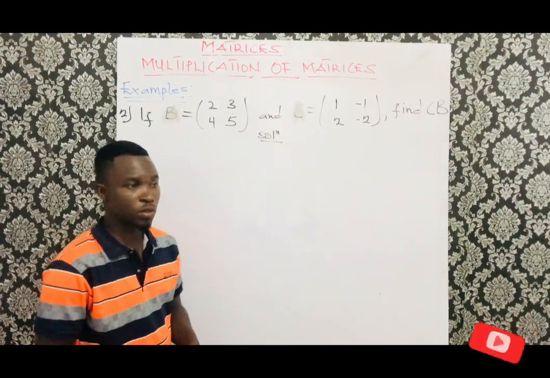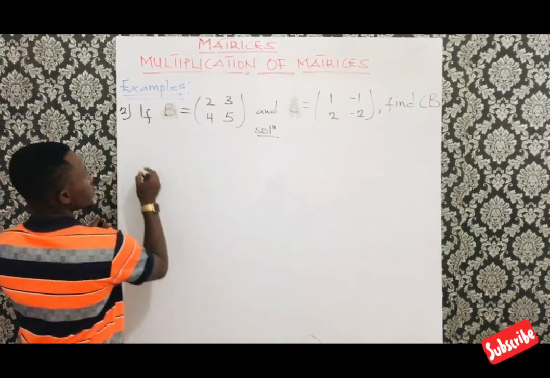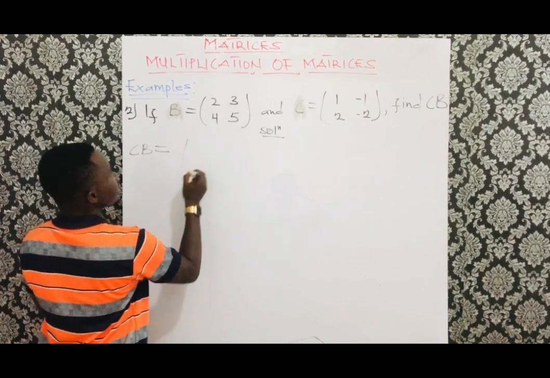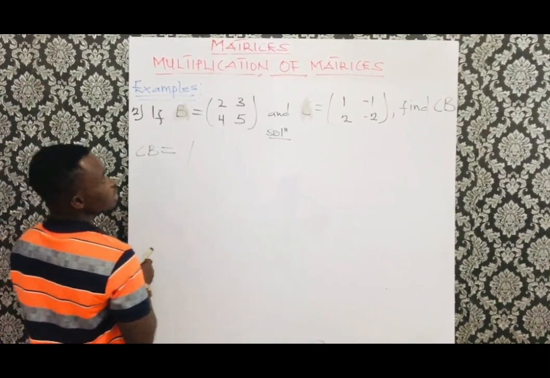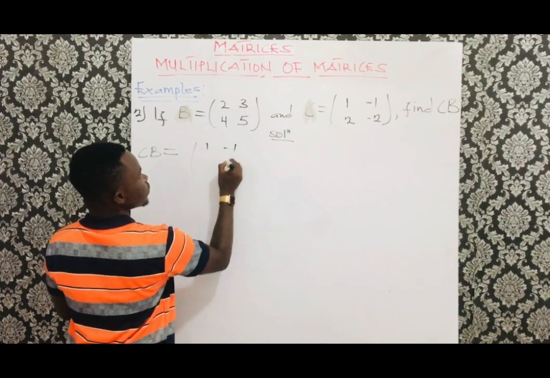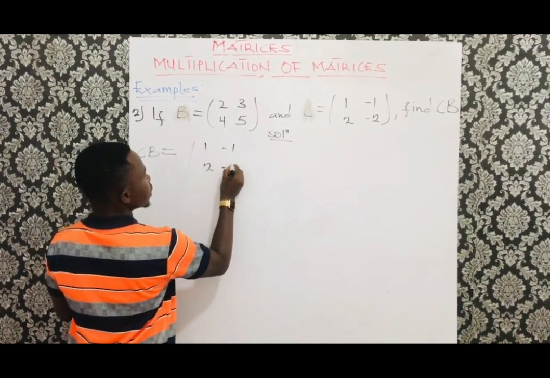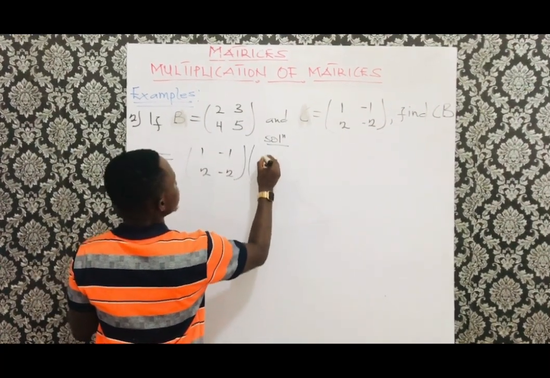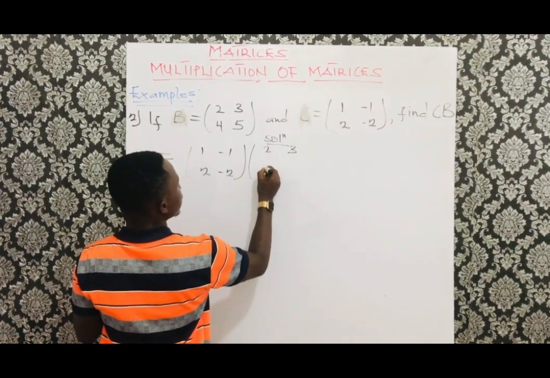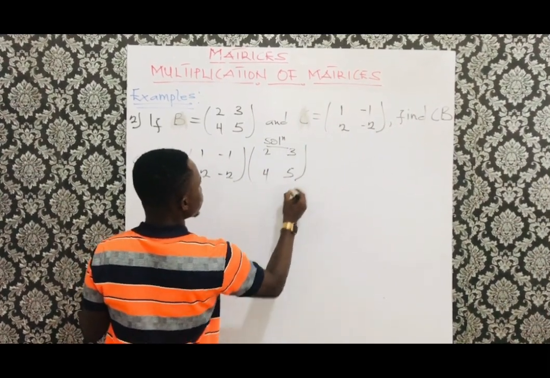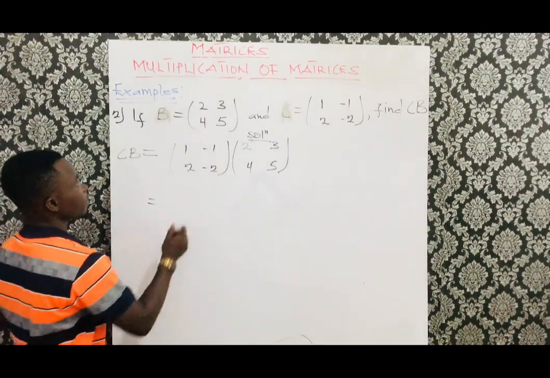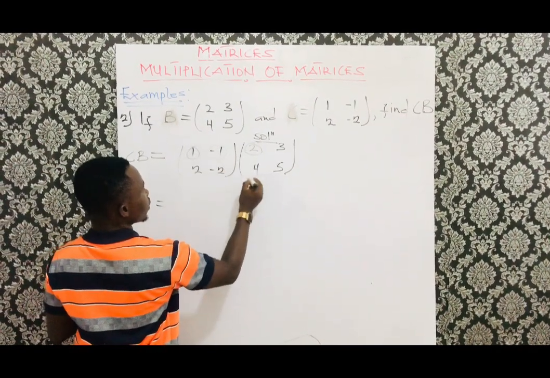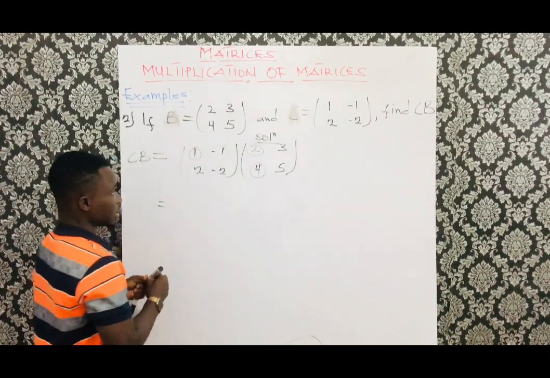Now let's move on to example 2. We have to find CB. So matrix C is 1, negative 1, 2, negative 2. And we have matrix B, which is 2, 3, 4, 5. To find the product of CB, 1 multiplies 2, and negative 1 also multiplies 4. Then we add their product.